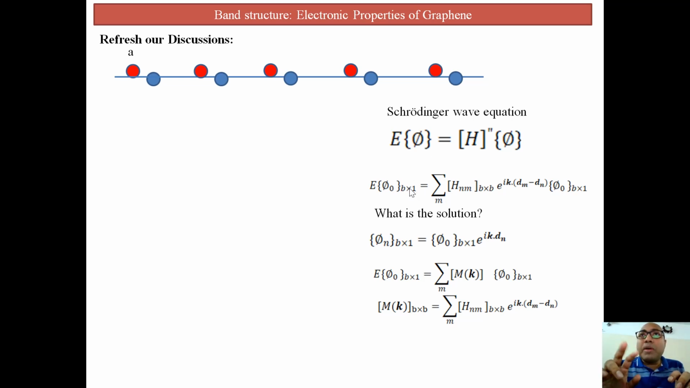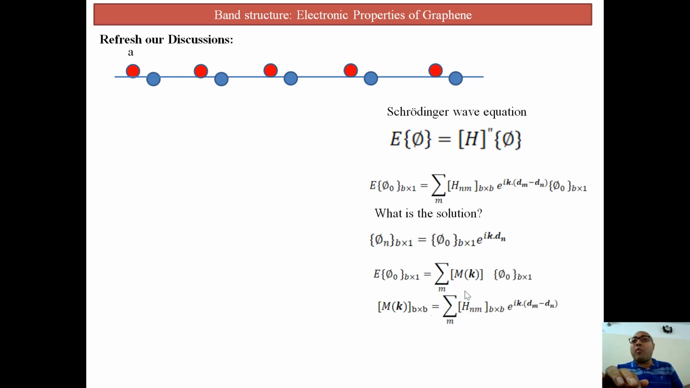If you have two basis functions, you need two types of function, and this H matrix is 2 cross 2. We already had a discussion on it. This is the matrix expression, but it converts to the summation expression. And what is the solution? That is again something we already discussed. We need to fit it here, put it here, and then you will get a nice expression. It looks like this. Finally, you will get M of k, which is a B cross B matrix.